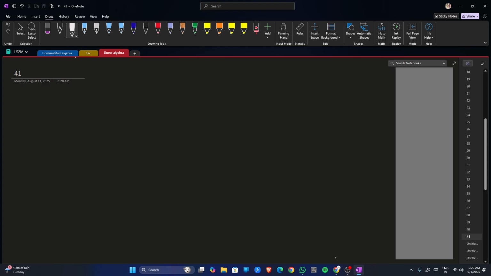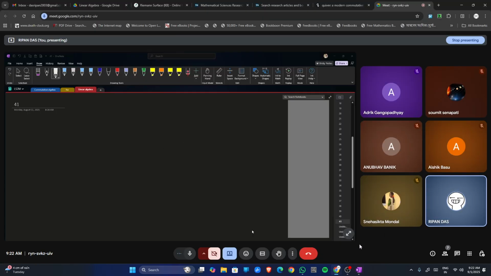What is left inverse and what is right inverse, by the way? What is left inverse and what is right inverse?